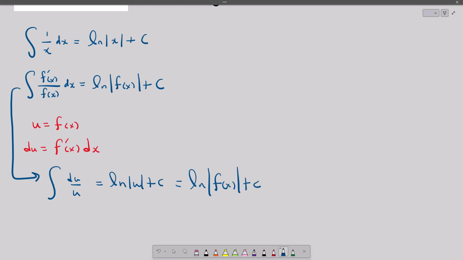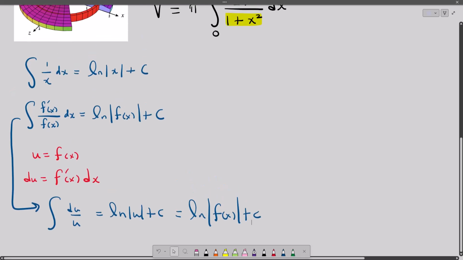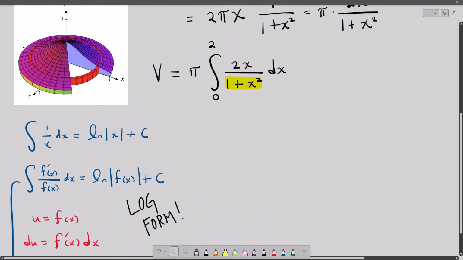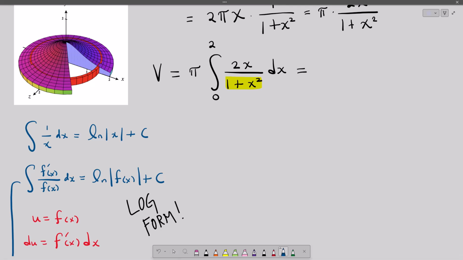In this class, we are going to call this log form. You do not need to go through these steps of integration every single time. If you need to do it a few times to get in the habit, great. But as soon as you recognize it, I'll put an LF right here because it's in log form. And if you know that it's in log form, you instantaneously get natural log absolute value of the denominator on the interval 0 to 2. It's automatic.